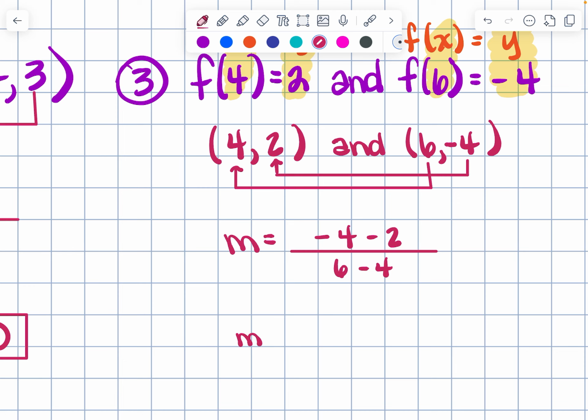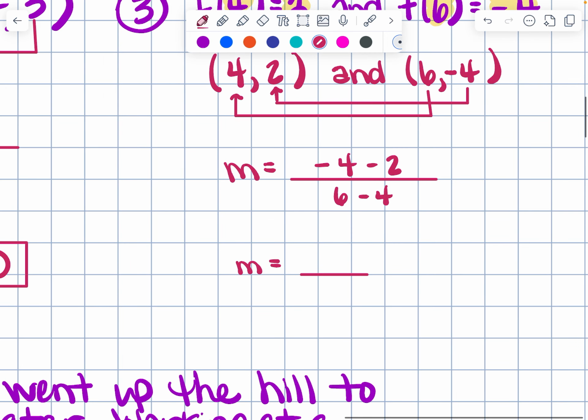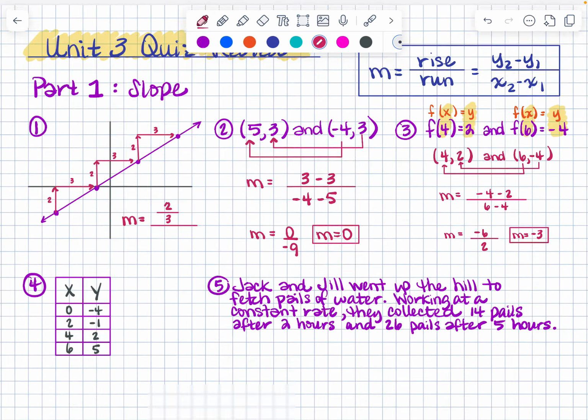And then we just need to clean that up. You can type that all into your calculator at once, or you can simplify it again individually. Negative 4 minus 2 is negative 6. 6 minus 4 is 2. And negative 6 divided by 2 is negative 3, or negative 3 over 1, would be perfectly fine as well.